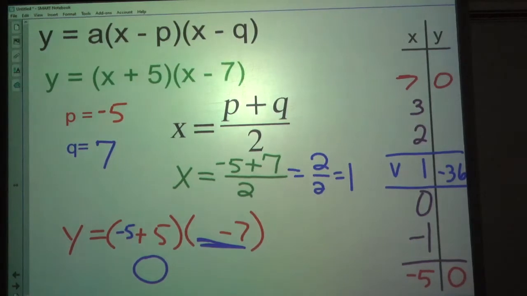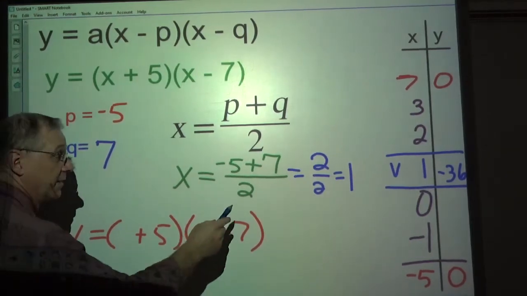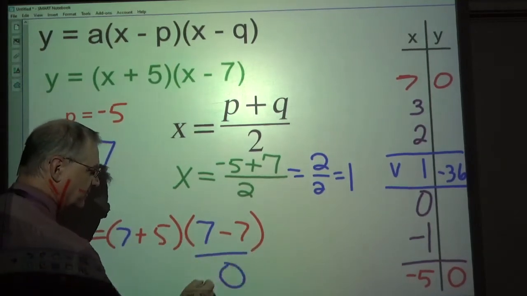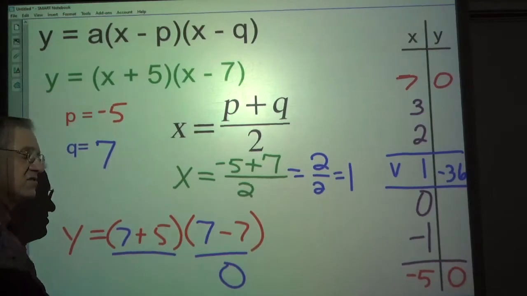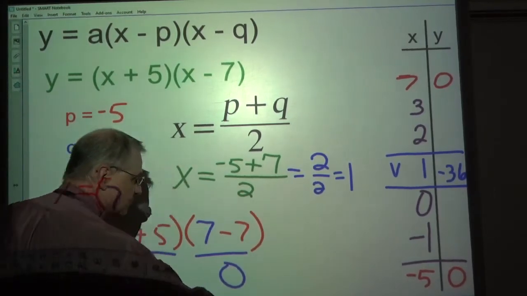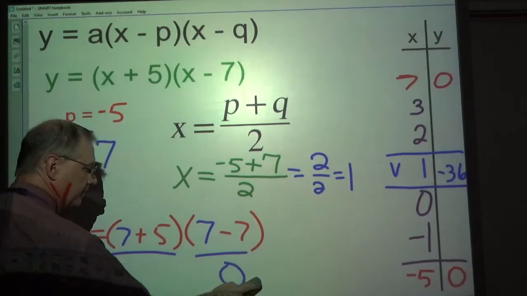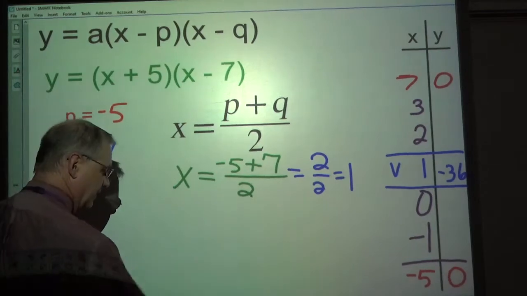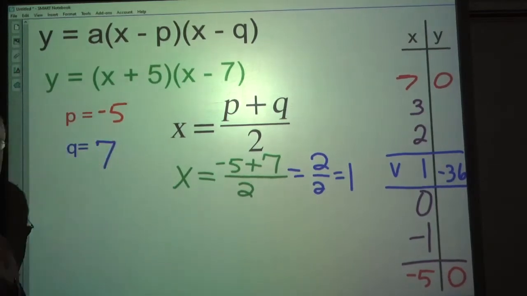And then we could also use the same approach when I plug in 7. This comes out to 0, so no matter what this is, it doesn't matter. Times 0 is still 0. That's why those x-intercepts work so well. X-intercept, excuse me, not y-intercept.